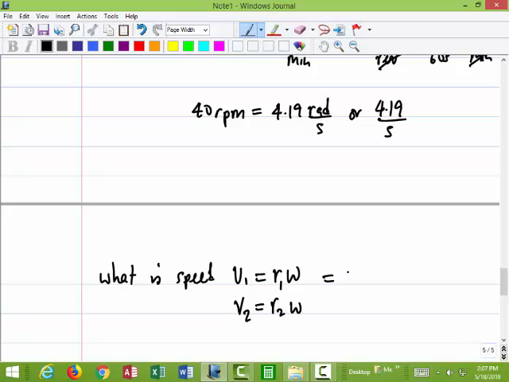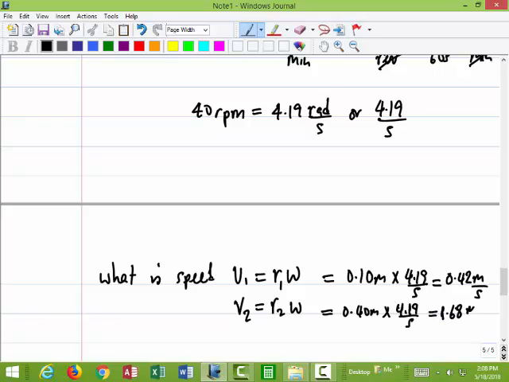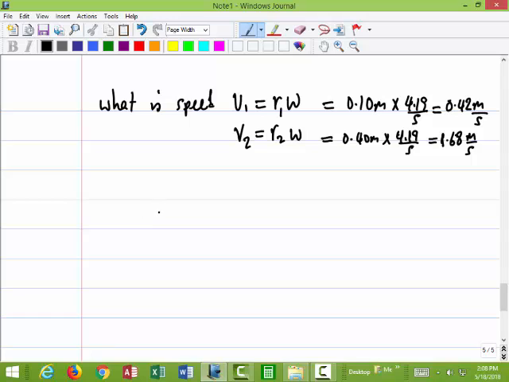So ball 1 is equal to 0.10 meters times 4.19 radians per second, which gives us 0.42 meters per second. In the same way, we have 0.40 meters times 4.19 radians per second, which gives us 1.68 meters per second. So we can illustrate that the following way.